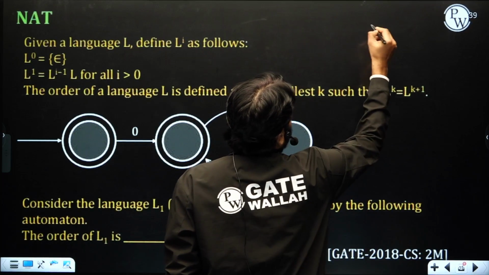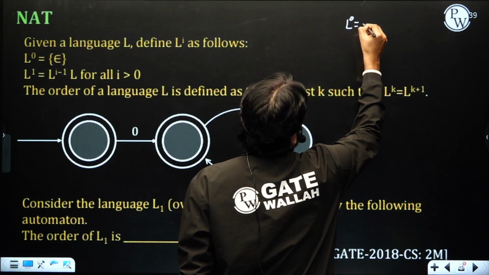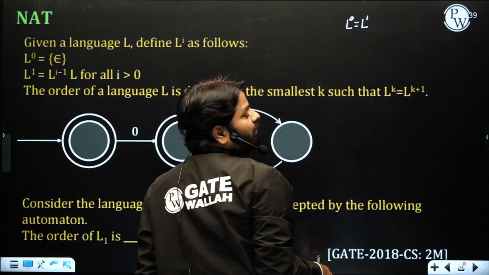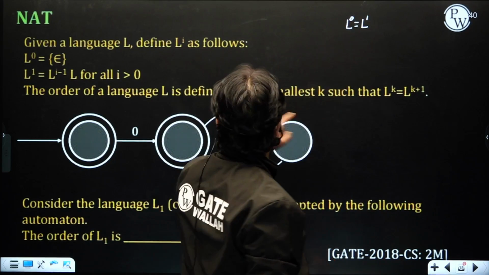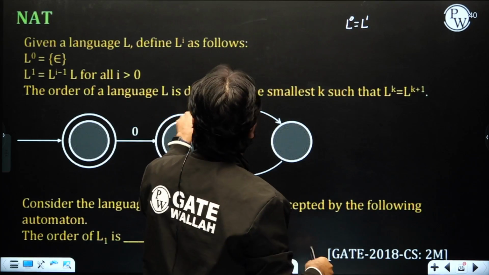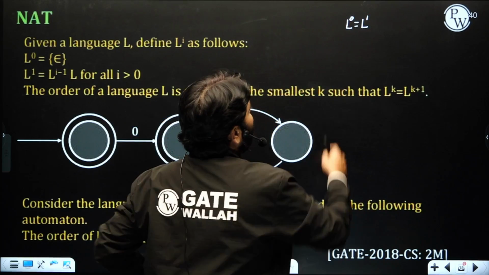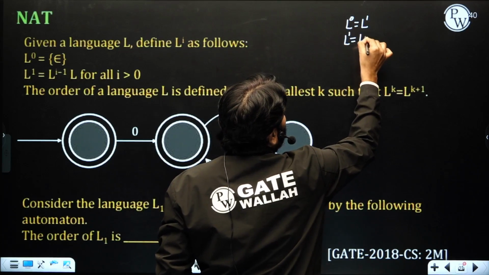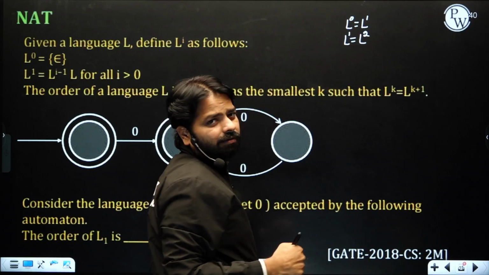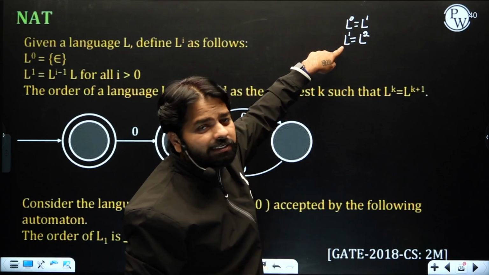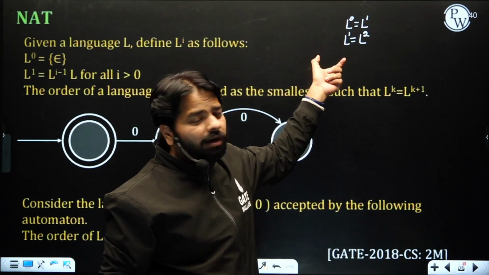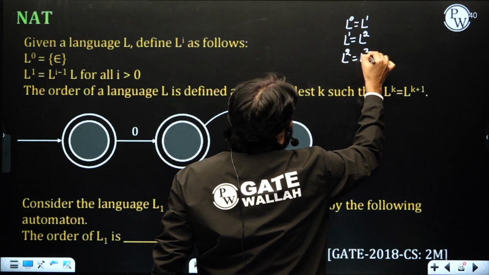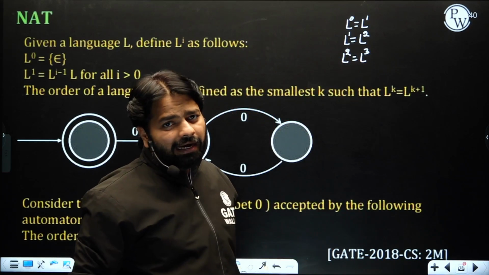First you will try L power 0 equal to L power 1, that is k and k plus 1. If satisfied, then the order of L is going to be 0, the smallest k. But if it is not equal, then you will check whether L power 1 is equal to L power 2. If the first one is not satisfied but the second one is, then the order of L is 1. If this is also not satisfied, you need to check L power 2 equal to L power 3. If this is satisfied, then the order of L is 2.